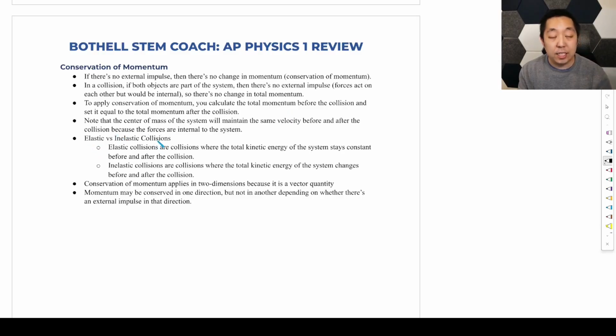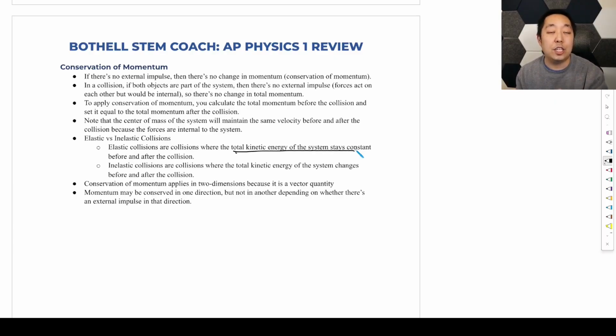Elastic versus inelastic collisions. This is a very, very confusing topic for most people. Elastic collisions are where the total kinetic energy of the system stays constant. It has nothing to do with bouncing or anything like that. Elastic collisions tend to bounce during the collision, but just because it bounces does not mean it is an elastic collision.